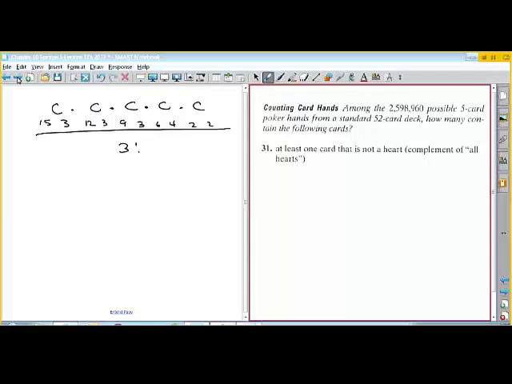Among the 2,598,960 possible 5-card poker hands from a standard 52-card deck, how many contain the following cards? At least one card that is not a heart.